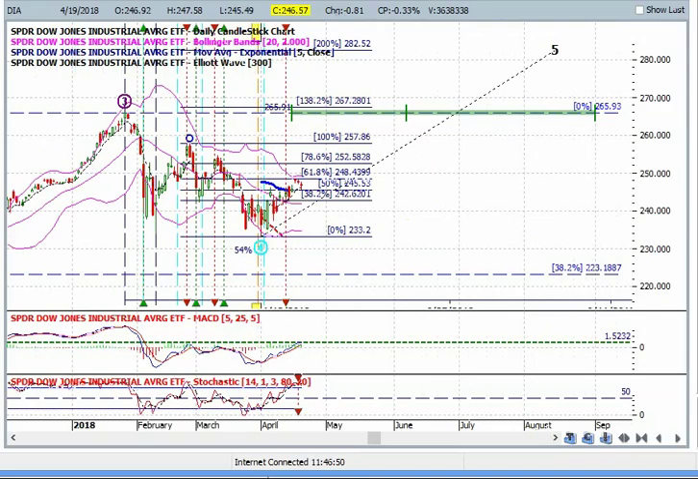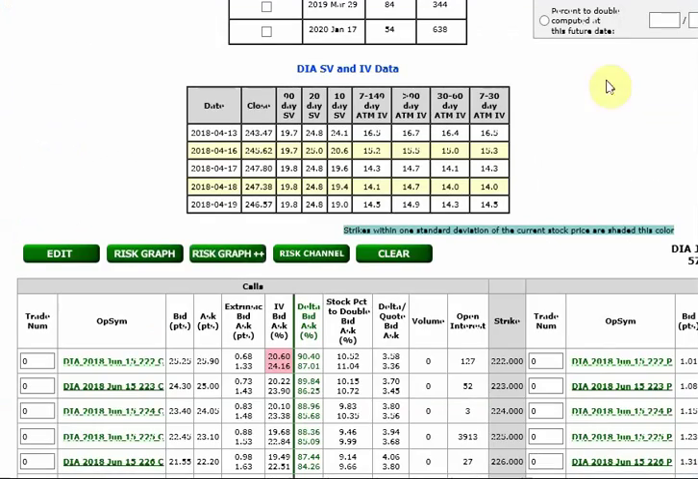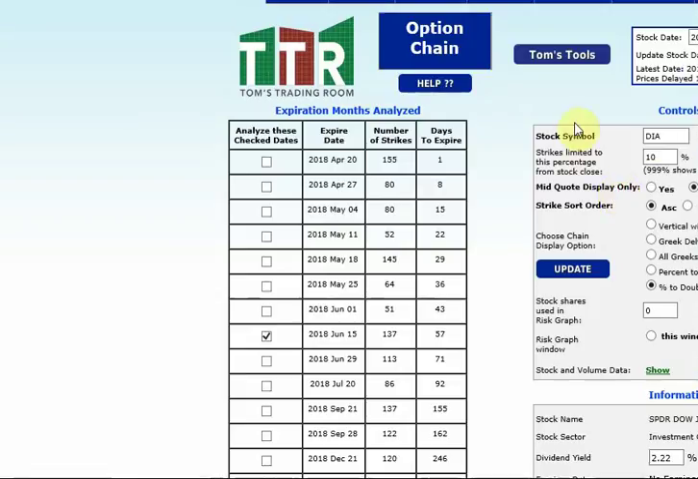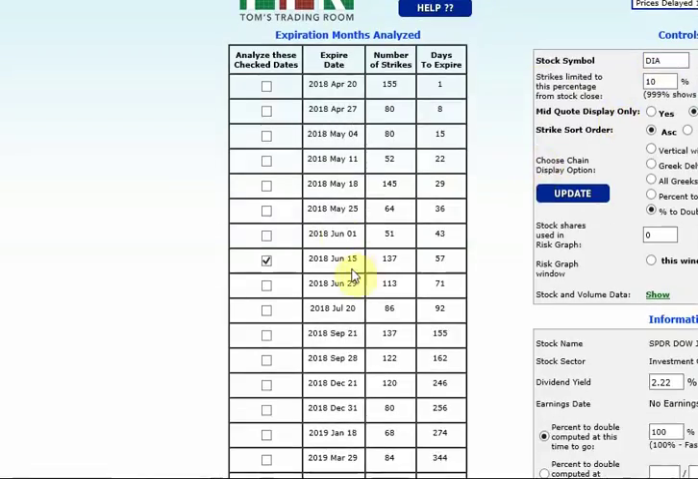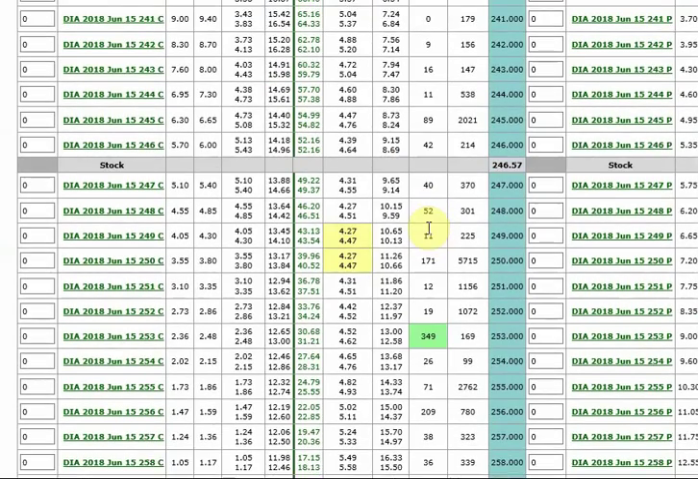So I'm going to go to another software of mine. You've seen this before. Pick DIA, looking for the June options, which are here, and the one with the most strikes is the June 15th. It has 137 strikes. So I'm going to update that. I'm going to go here.